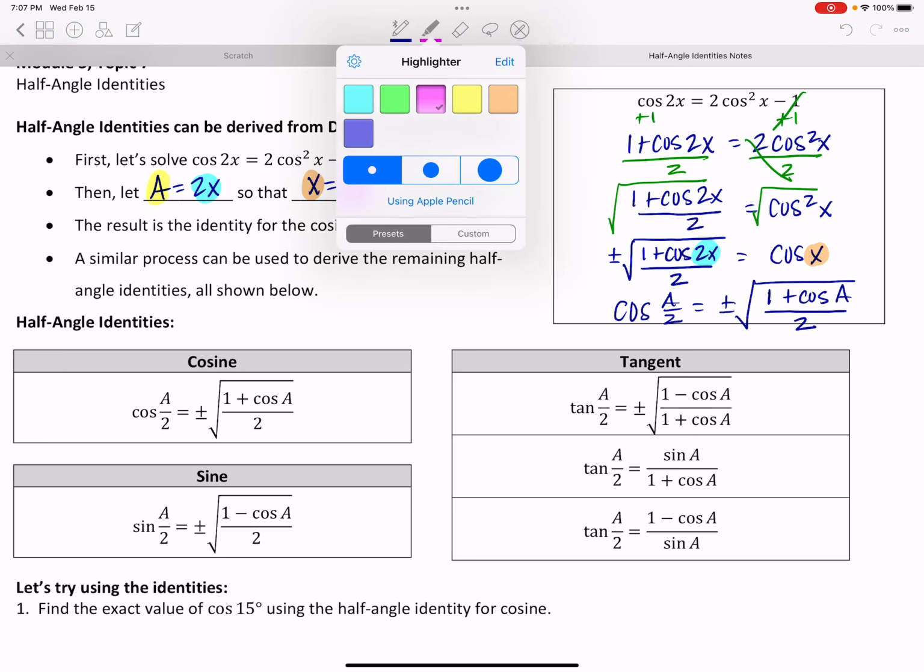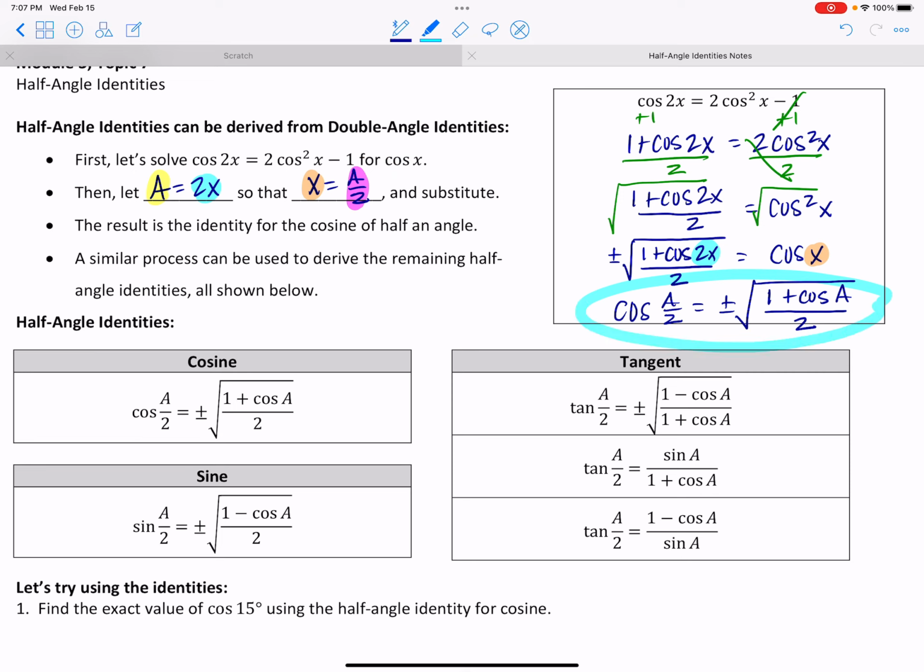So this is our half angle identity derived from our double angle identity. It's a matter of solving for cosine and then using some substitution of the variables, legal substitutions, because that's something we're allowed to do. We do it with variables all the time. And the same process can be applied for sine and tangent, and then tangent can be manipulated to get these alternative forms. But I don't want to abuse our time here, so hopefully you'll just take my word for it, or you can practice it on your own.